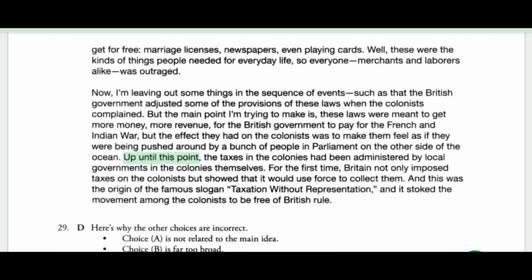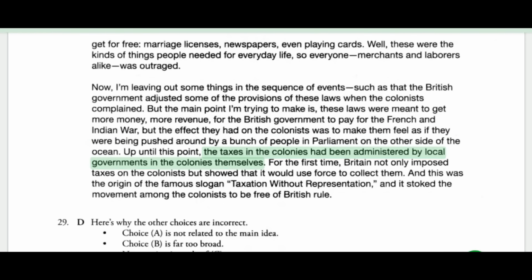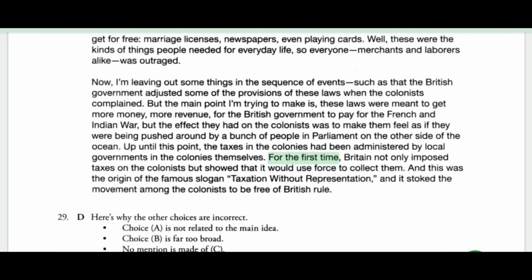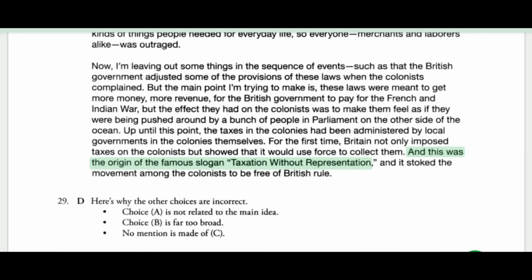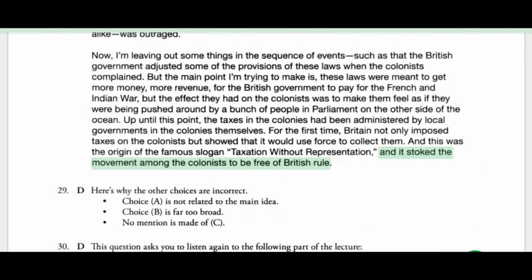Up until this point, the taxes in the colonies had been administered by local governments in the colonies themselves. For the first time, Britain not only imposed taxes on the colonists but showed that it would use force to collect them. And this was the origin of the famous slogan, taxation without representation, and it stoked the movement among the colonists to be free of British rule.